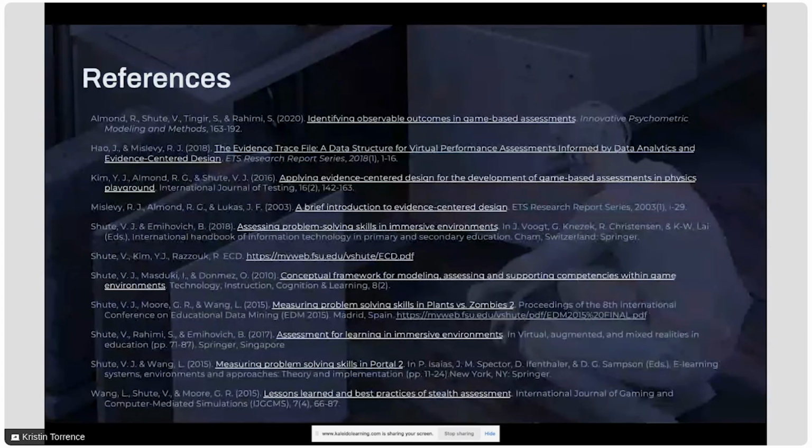I have a number of references and resources here. Super helpful articles. If I were to suggest two, I would say look up any of the research by Dr. Valerie Shute out of Florida State, and take a look at the Mislevy brief introduction to evidence-centered design.